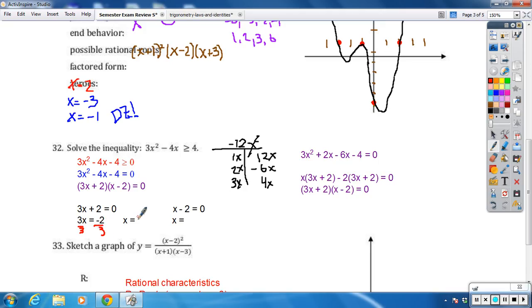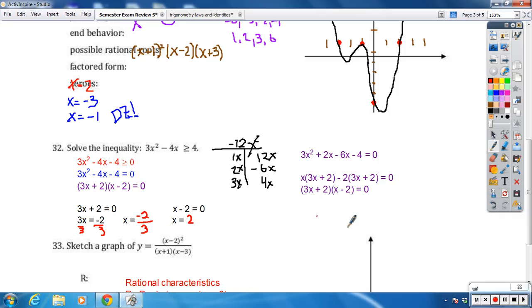So I find that one of my zeros, or x-intercepts, is going to happen at x equals negative 2/3. So that would be a solution to the equation. And since it is greater than or equal to in my original inequality, that would be part of my solution to my inequality, and we'll come back to that in a minute. For my second factor, x minus 2, I'm going to find that x equals positive 2.